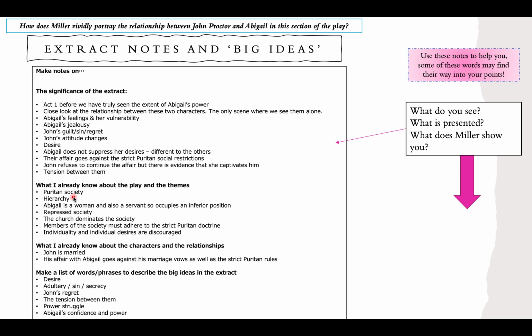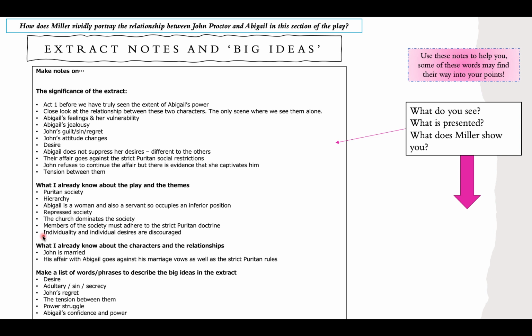But what's interesting is that we do see a sense of her power here, even when she's relating to a man. She's also a servant, so she occupies a much more inferior position. This society is very, very repressed, and this idea is quite poignant because it links back to this idea of desire being expressed here. The church dominates the society. Members of the society must adhere to the strict Puritan doctrine, which again is interesting because they're not.